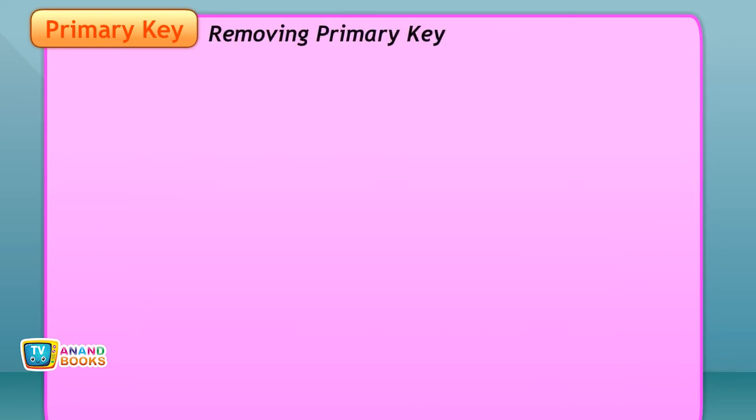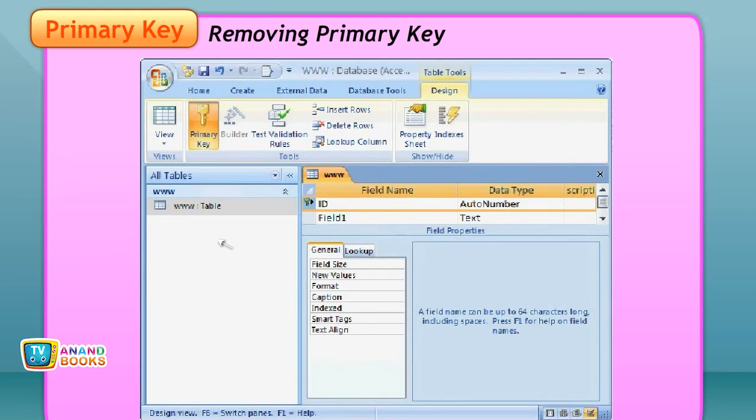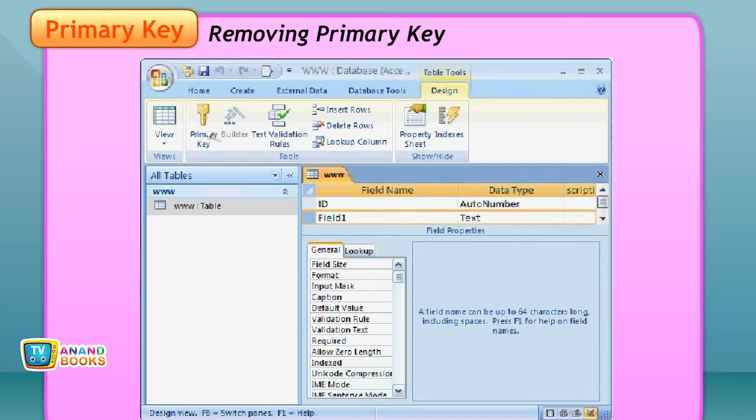Removing primary key. 1. Open the table in Design View. 2. Click the row selector for the current primary key. If the primary key consists of a single field, click the row selector for that field. If the primary key consists of multiple fields, click the row selector for any field in the primary key. 3. On the Design tab in the Tools group, click Primary Key. The key indicator is removed from the field or fields you previously specified as the primary key.